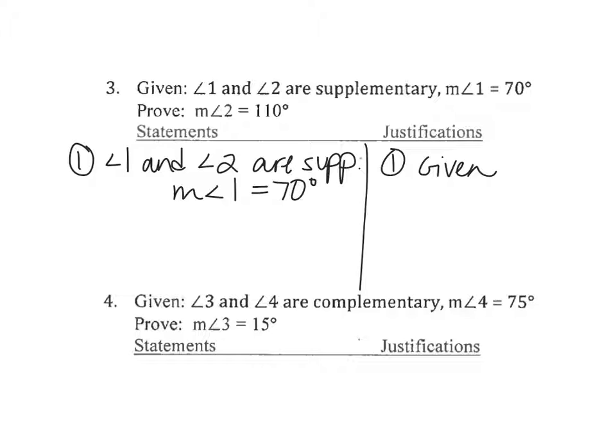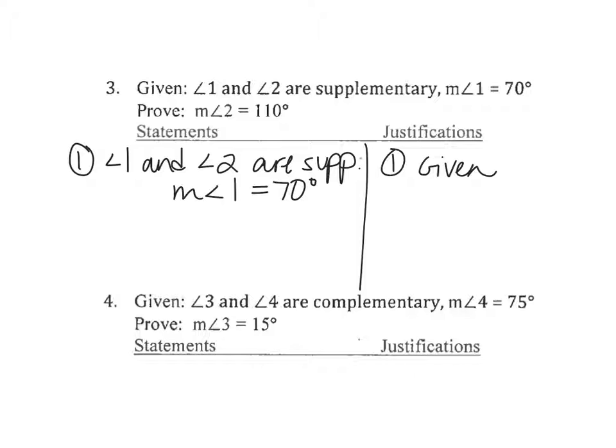If angles are supplementary, it means that they add to how many degrees? 180. So we know that angle 1 and angle 2 add to 180 degrees, and that the measure of angle 1 is 70 degrees. Are we given that measure of angle 2 equals 110? No. That is what you're trying to prove. Please remember that that goes last. The very last thing that you should say is measure of angle 2 equals 110. But that's what you're trying to prove.